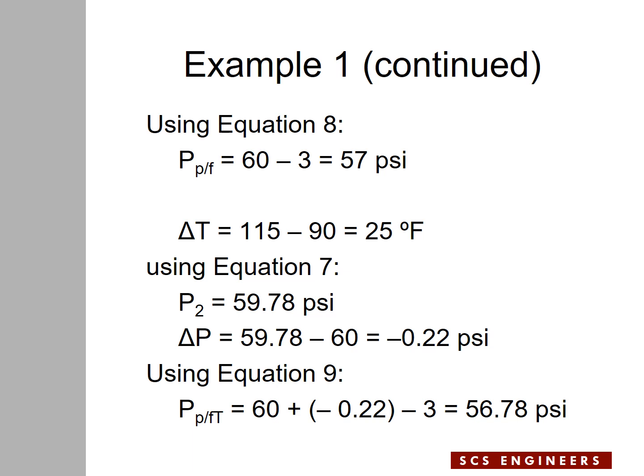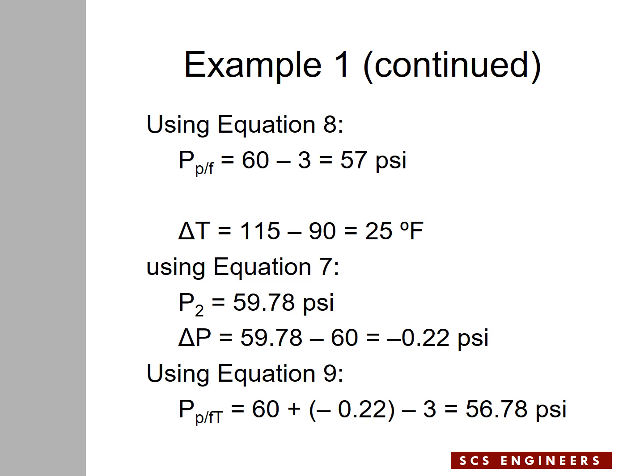56.78 psi, which means if the final pressure in the field is less than 56.78, it's a failing test, and if it is higher than 56.78, it's a passing test.